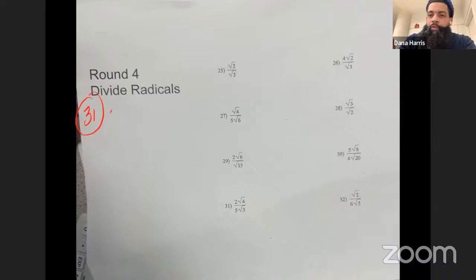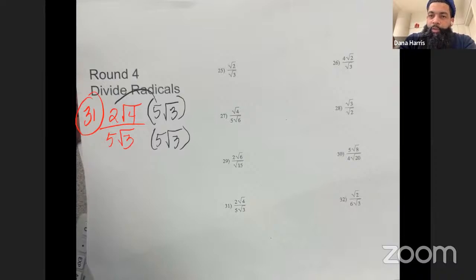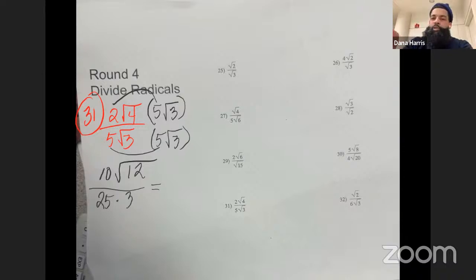I have 2 square root of 4 over 5 square root of 3. We're going to multiply both of those by 5 square root of 3 because that's in the denominator. And so here in the numerator, I have the 2 times the 5, which is 10. 4 times the 3, because they're both under the radical, so that's 12. In the bottom, 5 times the 5, which is 25. And then times 3. Okay. Why do we get the 3 here? Because square root of 3 times square root of 3 is just 3.